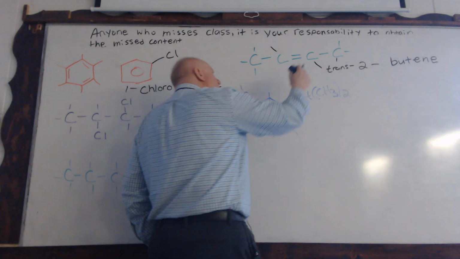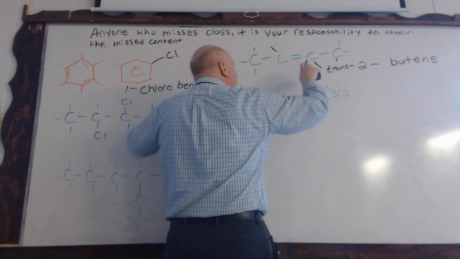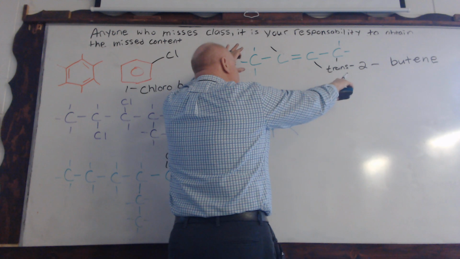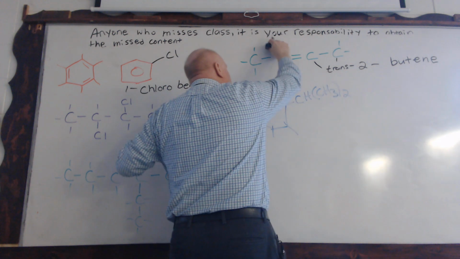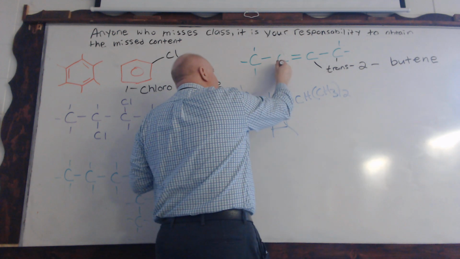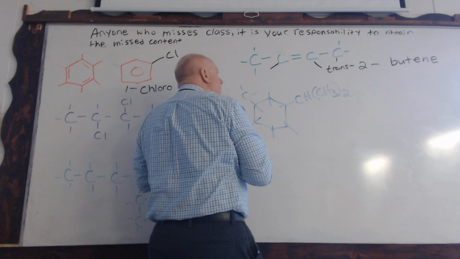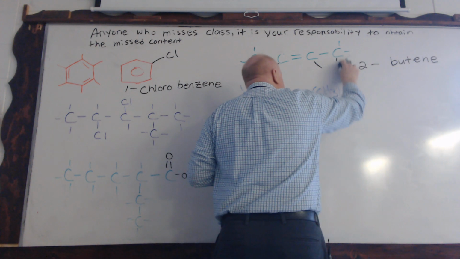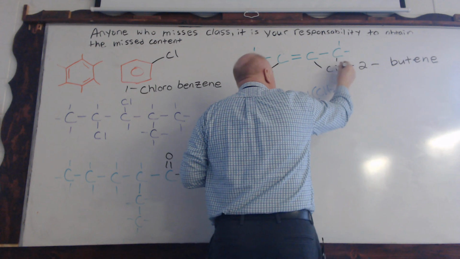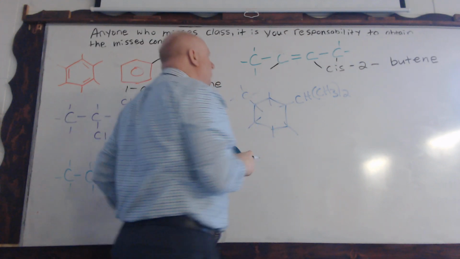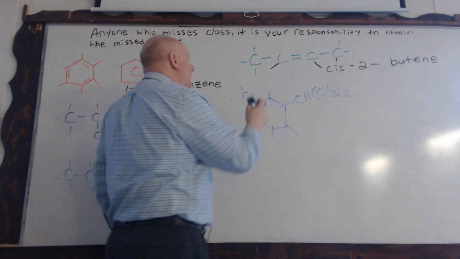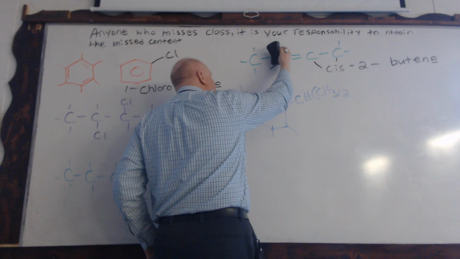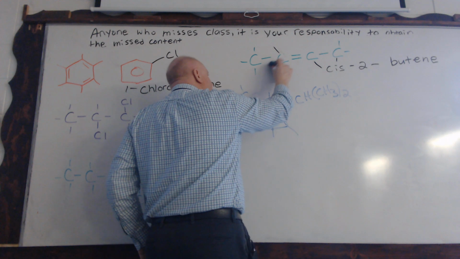Go by your hydrogens. They're pointing in opposite directions. But if they were pointing in the same direction, then that's a different category we call cis-2-butene. But this is how we had it. So that's where that belongs.